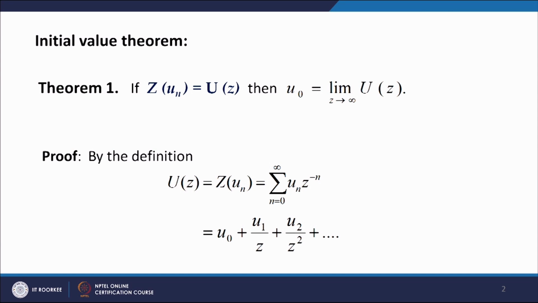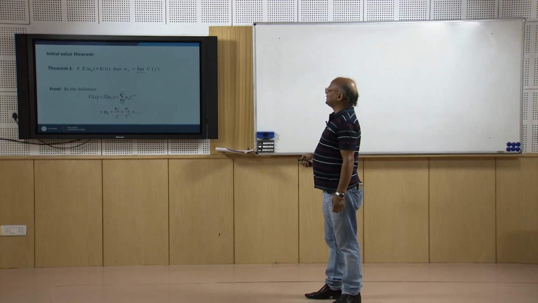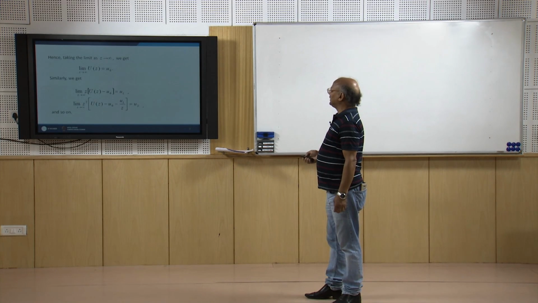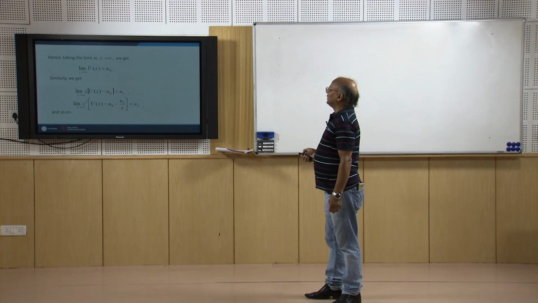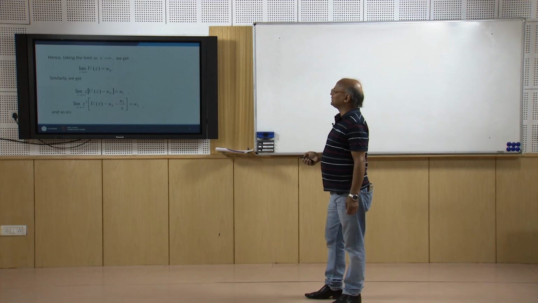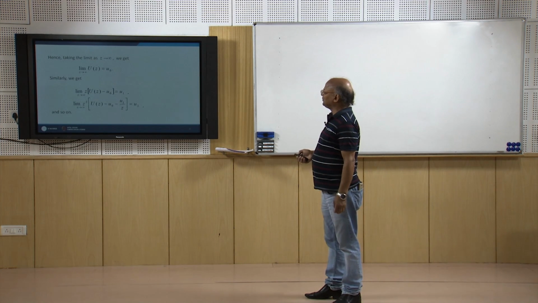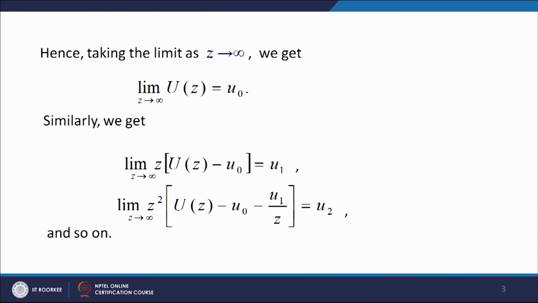The proof is quite simple. We can see the definition of the Z transform. U(z), which is the Z transform of the sequence u_n, is given by the sum from n equal to 0 to infinity of u_n z to the power minus n, which when expressed is u_0 plus u_1 by z plus u_2 by z square and so on. Taking the limit as z tends to infinity gives us the value of u_0 as limit z tends to infinity U(z). So, this limit of U(z) as z tends to infinity gives us the value of u_0.